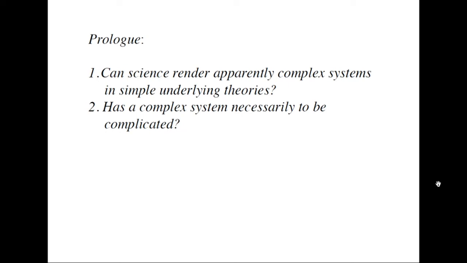There were two questions formulated in the prologue which I want to address in this lecture, and I want to give some answer based on experimental evidence we'll show you during this lecture. Can science render apparently complex systems in simple underlying theories? And second, does a complex system necessarily have to be complicated?